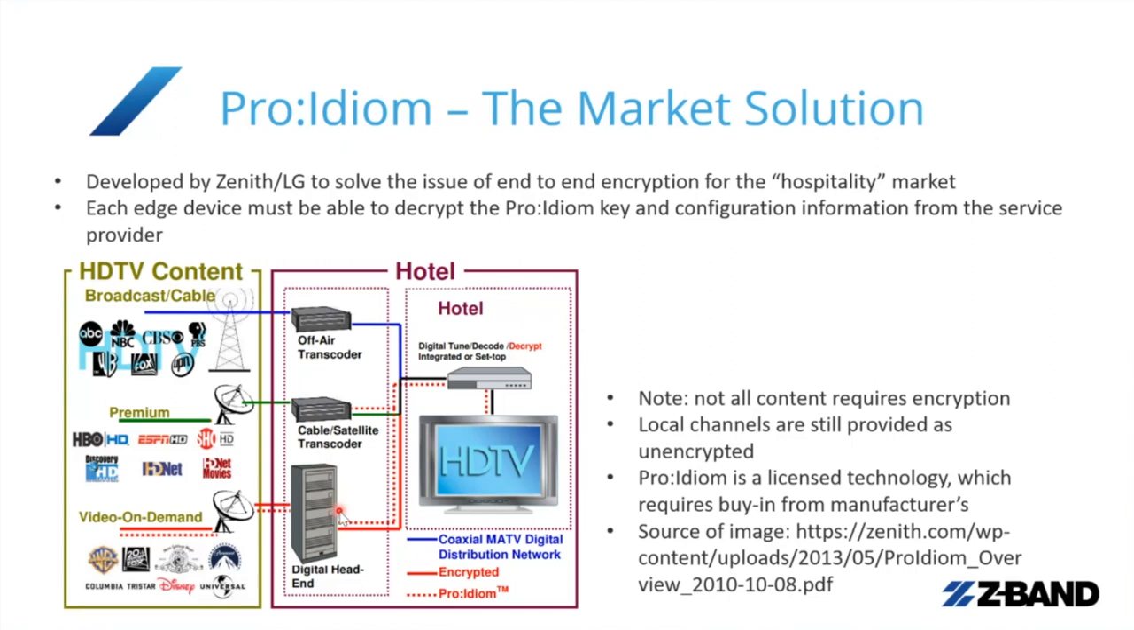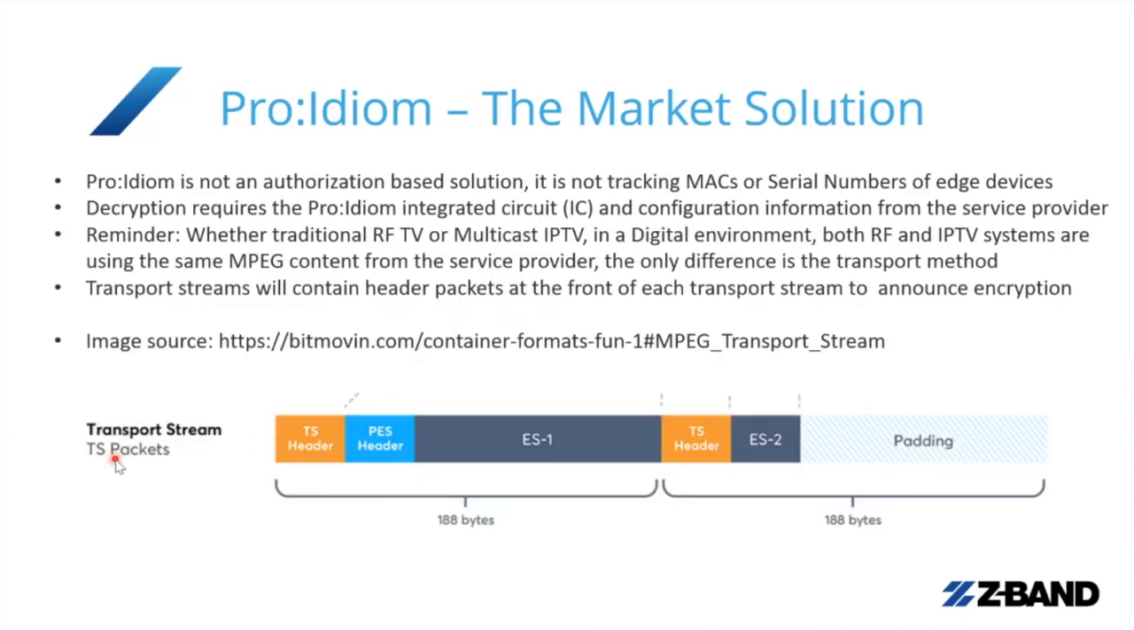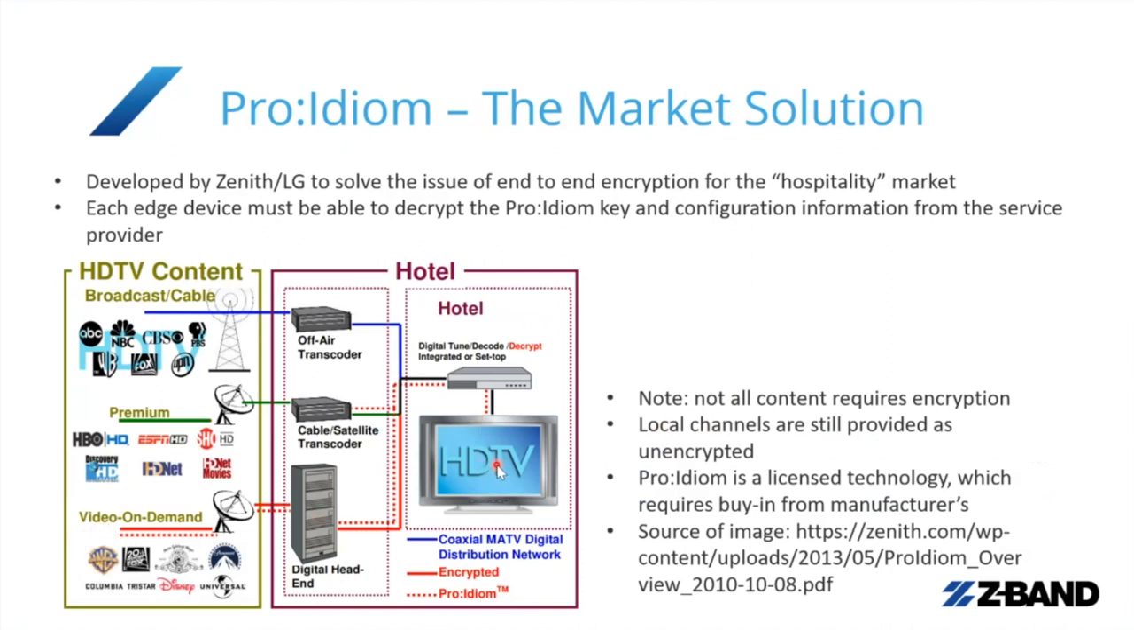So what this actually looks like in terms of the packet structure of the video side of things is like this. And it's important to note here that, again, Proidium is not an authorization-based solution. It's not sending a feed down the line, and then that feed is gathering information about, let me just go back to the other slide to kind of map this out. What's not happening with Proidium is it's not sending this feed all the way through the VOD server, talking to this device, and then validating a MAC address, serial number, anything like that, and saying, okay, you are a device that I know is authorized to be on my network.